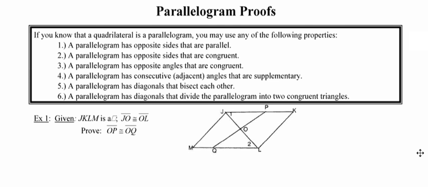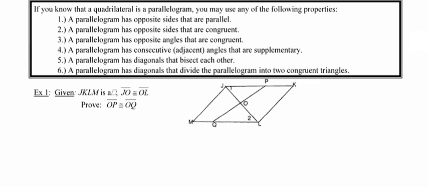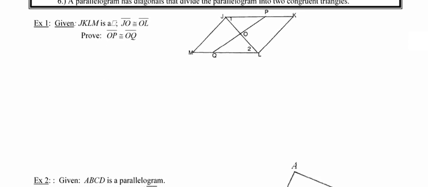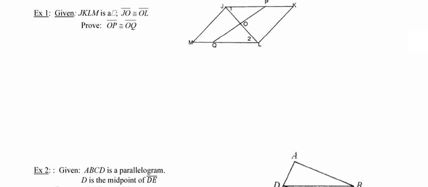Once we know something is a property of a parallelogram, then anytime we want to write a proof about a parallelogram, we can actually use that property in our proof. And that's where we're going to go with these today. So I'm going to jump right into the very first example. It tells me in the first given that JKLM is a parallelogram.